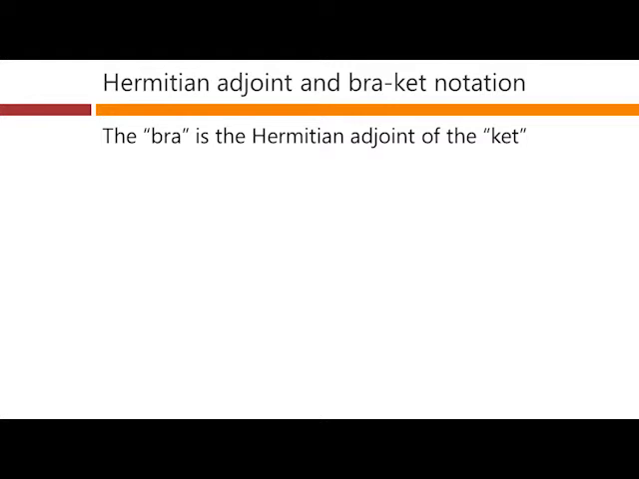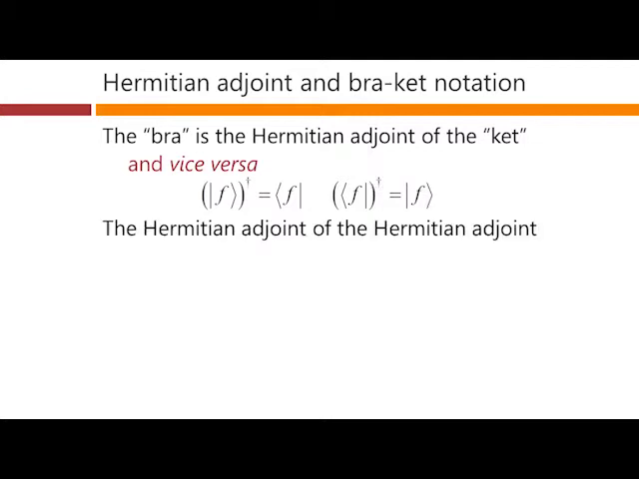Now, the bra is the Hermitian adjoint of the ket, and vice versa, the other way around as well. So if we take this ket vector here and take the Hermitian adjoint, that's the same thing as the bra vector for the same function. And similarly, if we take the bra vector and take the Hermitian adjoint of that, we get the ket vector for the same function. The Hermitian adjoint of the Hermitian adjoint just gets us back to where we started.